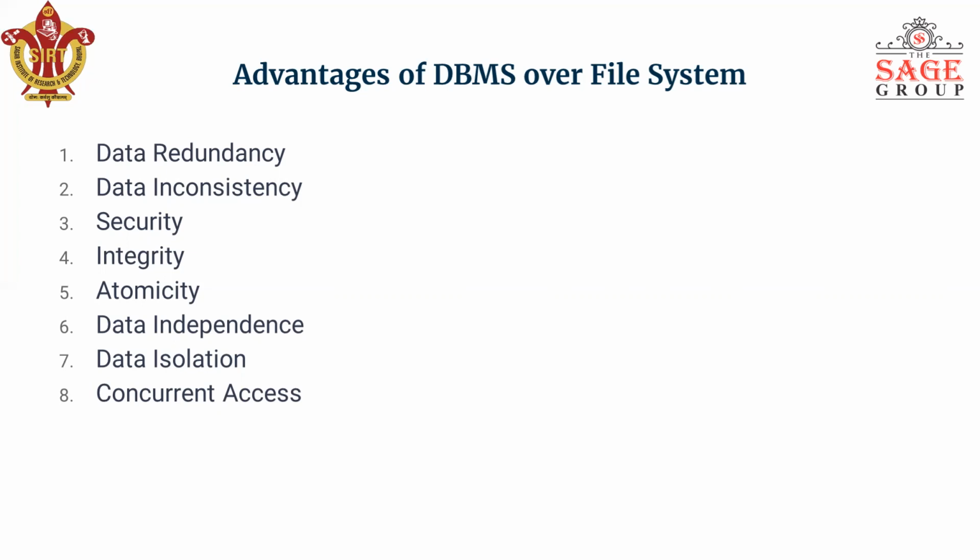The second point is data inconsistency. Data inconsistency is totally dependent on data redundancy. If we do redundancy, if we have different values of the same data, then data inconsistency comes into existence. That means different values of the same data is known as data inconsistency. So whenever you duplicate the data, whenever you make the data redundant, the problem that comes into existence is data inconsistency.